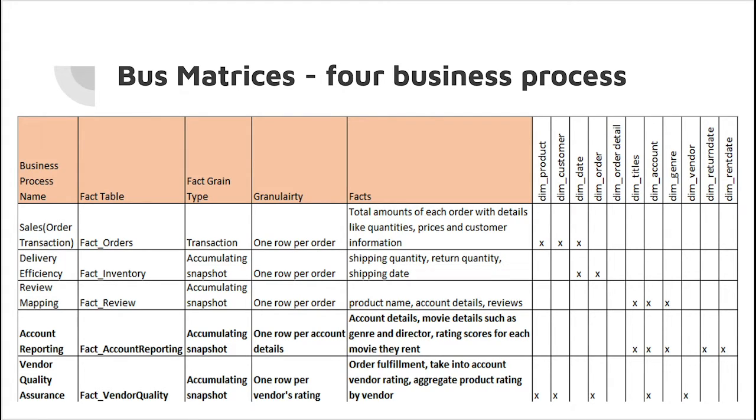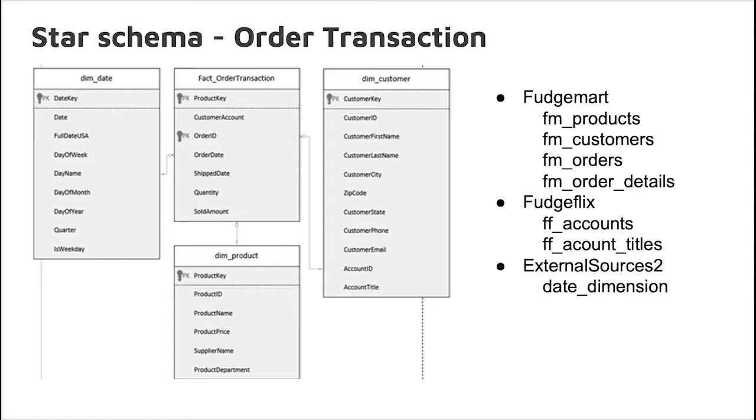Bus metrics is used to define the grain type, granularity, fact, and dimension tables for our business processes. For our final project, we choose order transaction as the main case for the data warehouse. Let's move to next slide. This is the star schema for the order transaction.